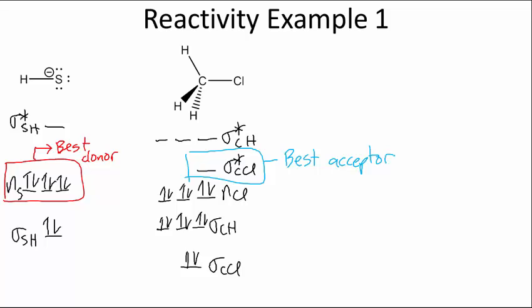So the question is, okay, how can those react? Well, let me explain. I've identified what I think is going to donate and what I think is going to accept. Now the thing is, if the sulfur lone pair says, oh, I want to donate to sigma star CCl, first of all, what does sigma star CCl look like?